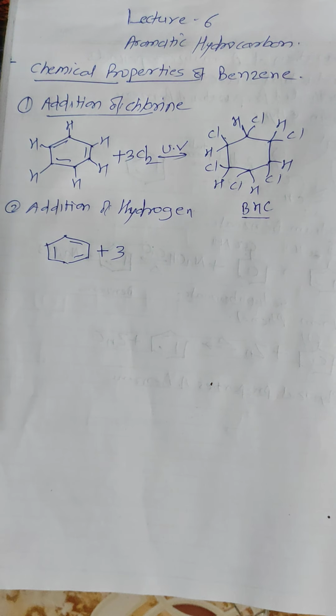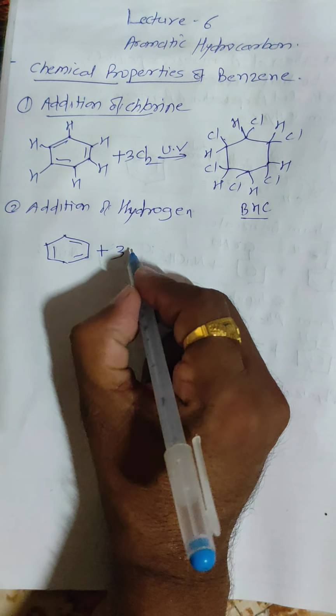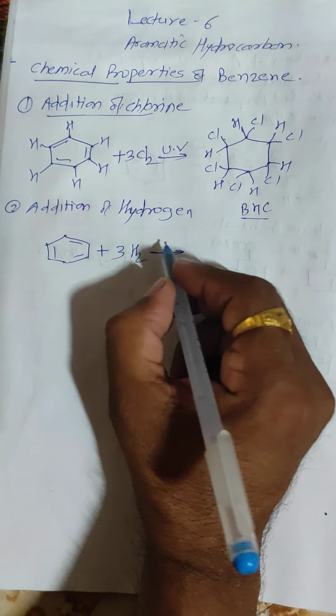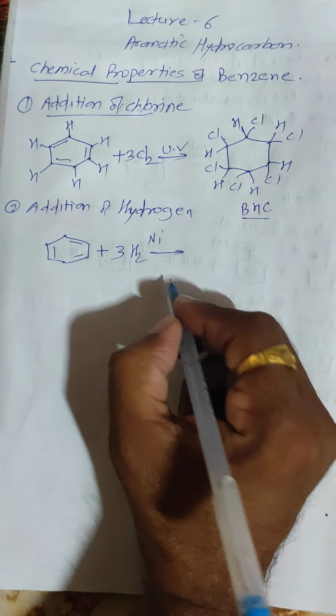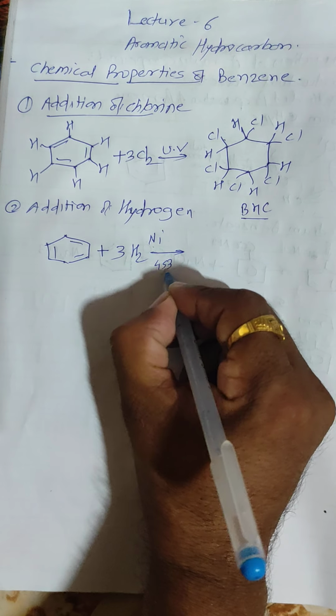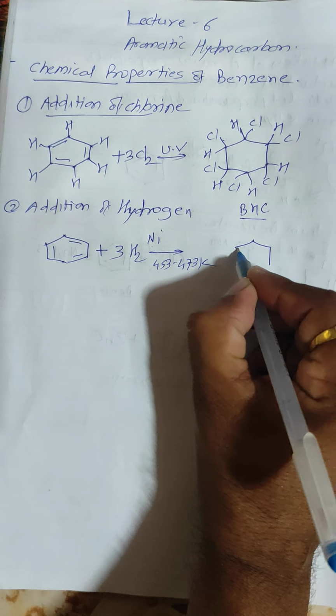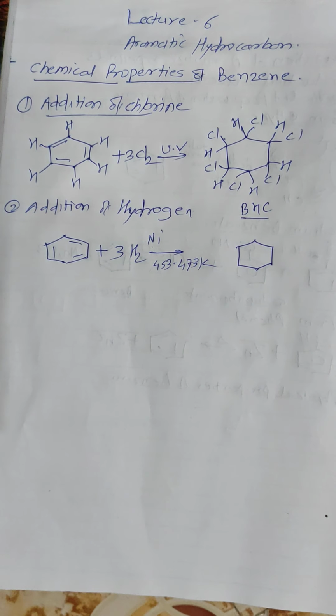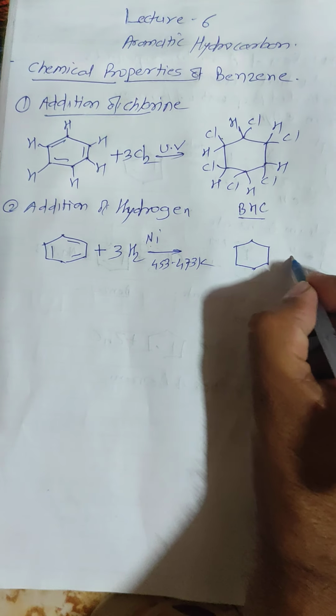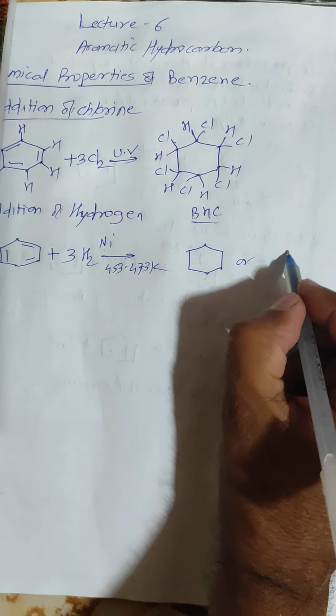Now the second one, addition of hydrogen. When a mixture of benzene and hydrogen gas is passed over a catalyst like nickel at about 453 to 473 Kelvin, cyclohexane is formed. Benzene adds 3 molecules of H2 in the presence of a nickel catalyst at about 453 to 473 Kelvin, and it gives cyclohexane.